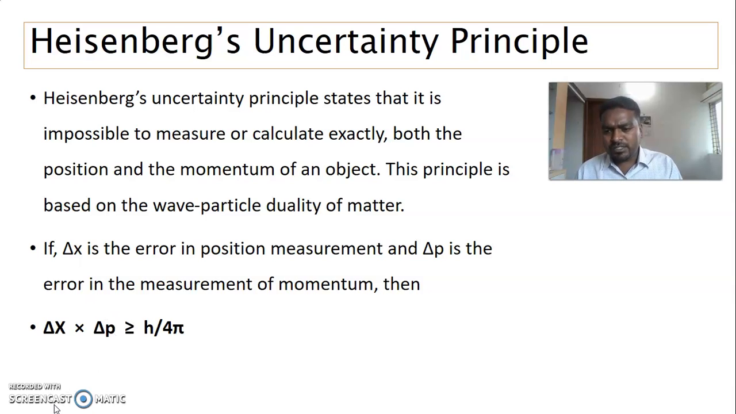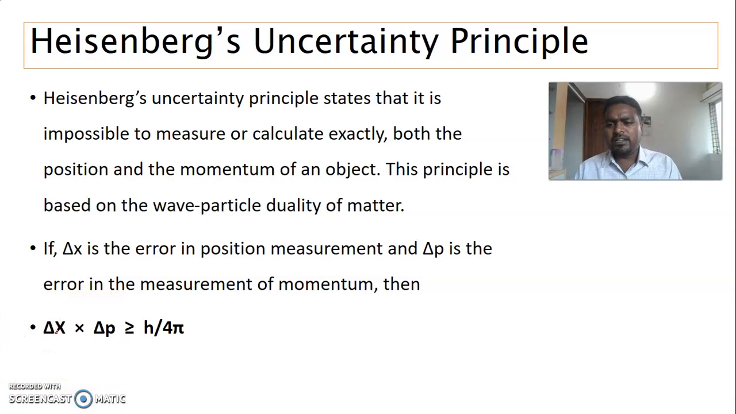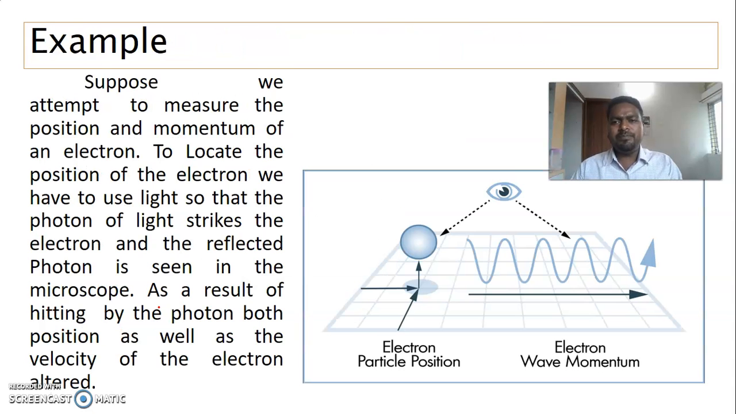The mathematical equation for this principle is, delta x into delta p is greater than or equal to h by 4π. Here delta x indicates the error in position and delta p indicates the error in momentum. So this is approximately equal to h by 4π. Let us see an example of how this uncertainty occurs.